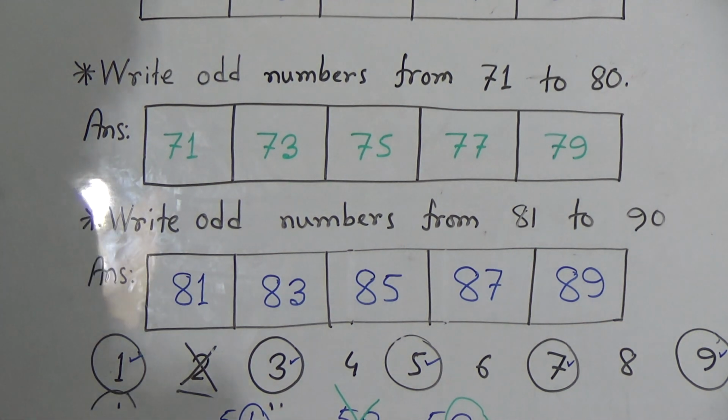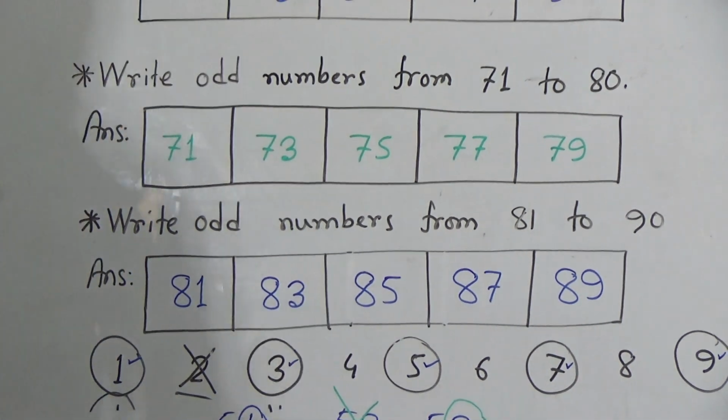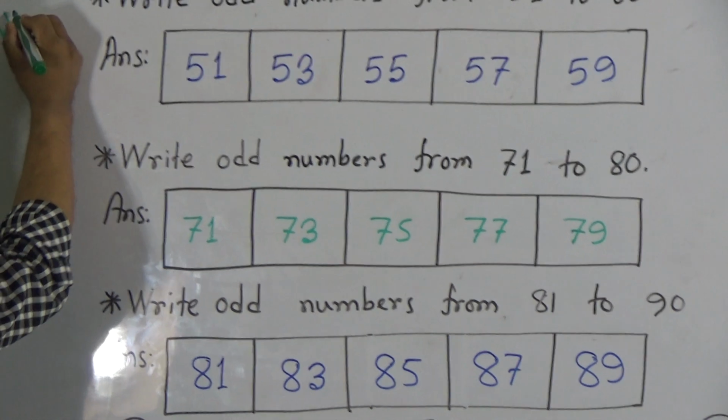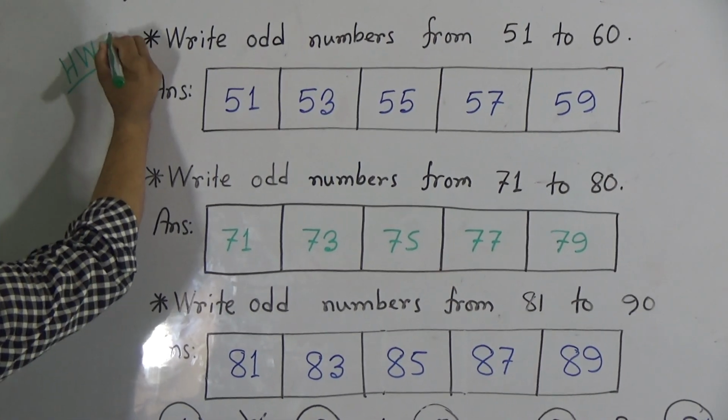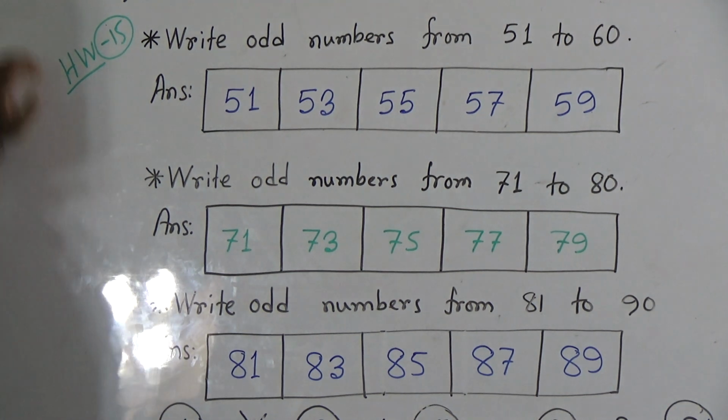And I hope you have understood my today's lecture. You have a homework. Your homework number is 15. Please, my dear students, mention the HW number in the left top corner of the HW copy. And do the HW properly in your HW copy.